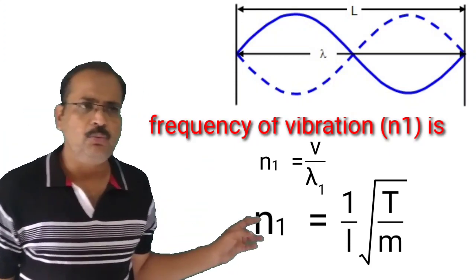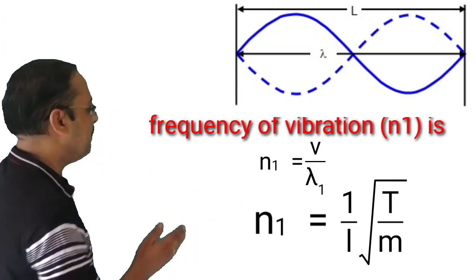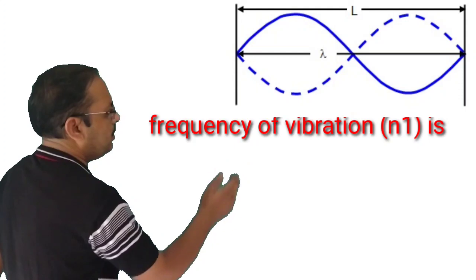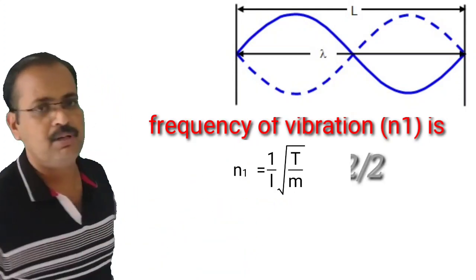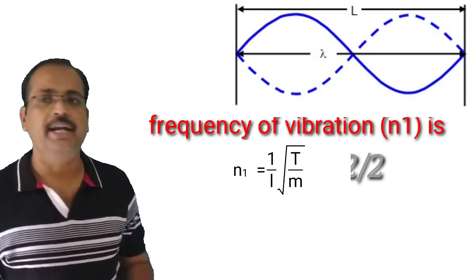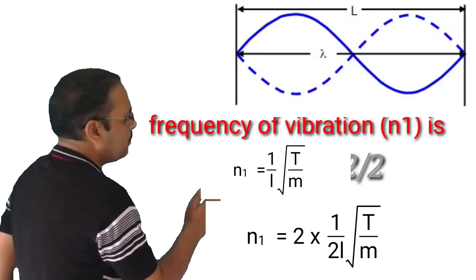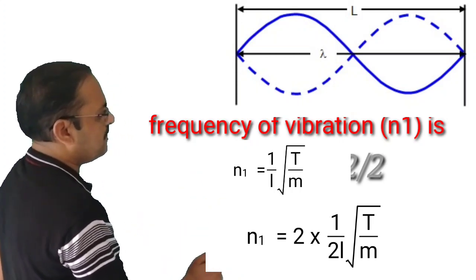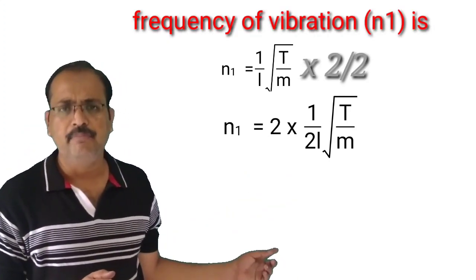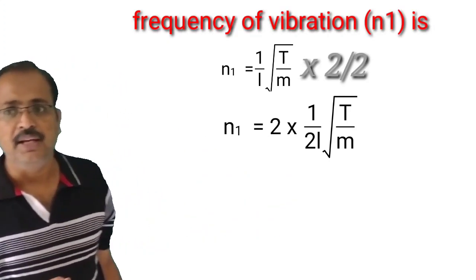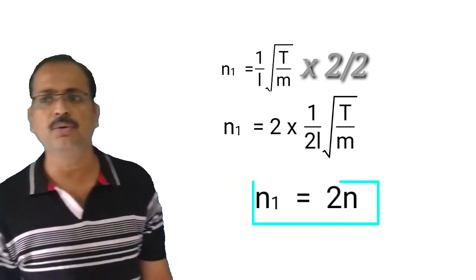By comparing this with the fundamental frequency, N1 is equal to under root T upon M upon L multiplied by 2 by 2 on the right hand side. By adjusting this, N1 is equal to 2 into 1 upon twice L under root T upon M. 1 upon twice L under root T upon M means fundamental frequency. Therefore, N1 is equal to 2N.